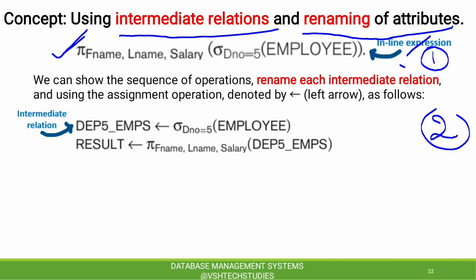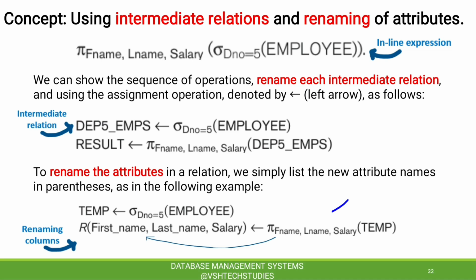So in the first concept of inline expression, all the operations are specified in a single expression. In the second concept of intermediate relations and, if needed, renaming of attributes, operation-wise expressions are written, and whatever output they generate is taken as an intermediate relation and used as input to the next operation. After all the operations are over, the output generated will be the final result.